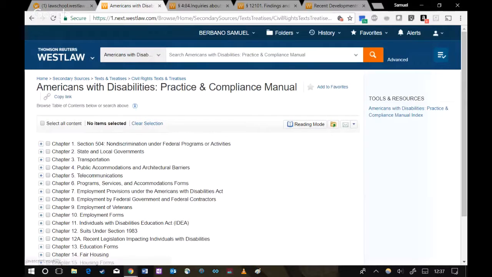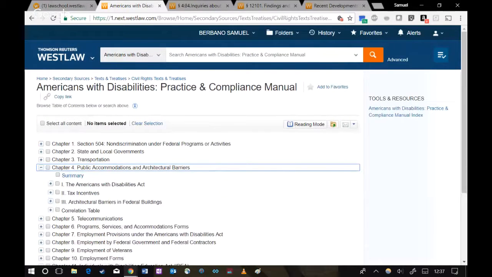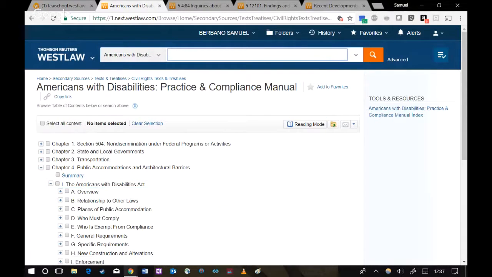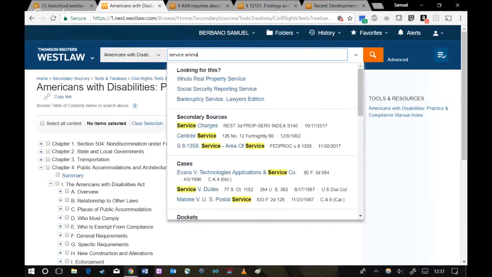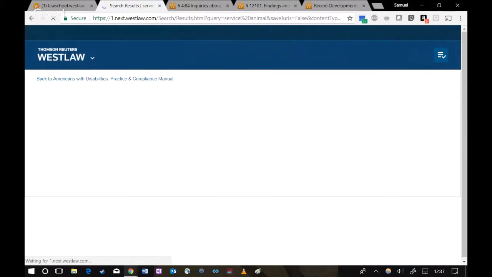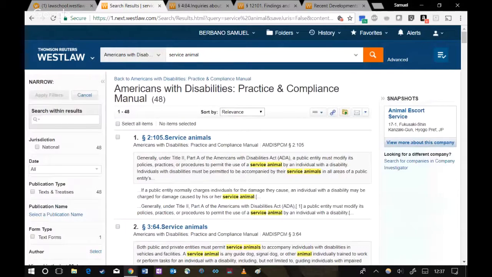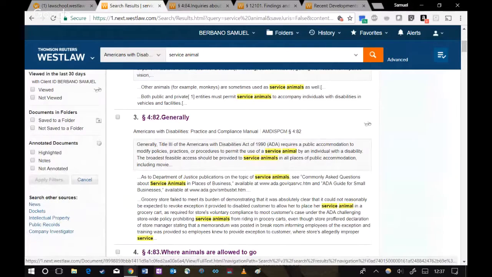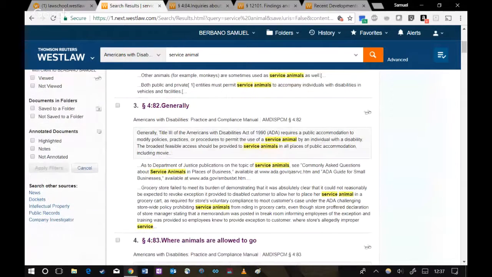We'll review how you can browse a secondary source by the table of contents or the index, but we can also use those tools and see them come together in the single search bar up here, so that way we can run a search for service animal. We can see that it is discussed in many different sections and that we can start our inquiry in the section that says generally. Notice as well, 482 is followed by 483 where animals are allowed to go.